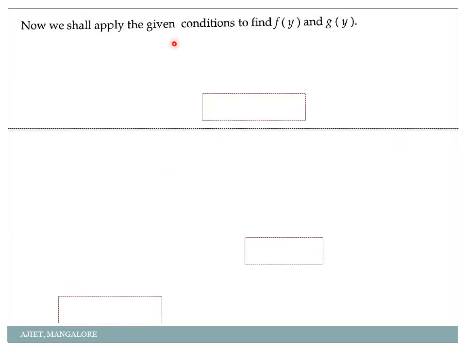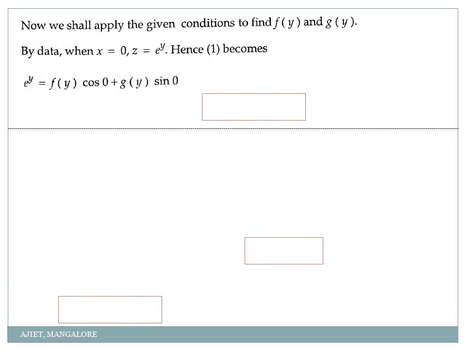Step. Now we shall apply the conditions to find f of y and g of y. So by the data they had given me, x equal to 0 when z equal to e power y. I'll substitute it in 1. So e power y is equal to f of y into cos 0 plus g of y into sin 0. Sin 0 is what? 0. So this entire term will become 0. Cos 0 is 1. So I'll get my f of y as e power y. Did I get one constant?